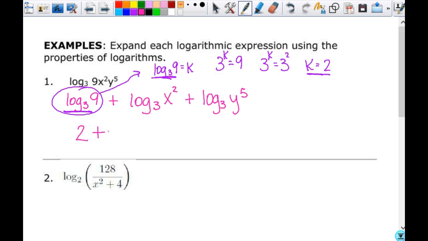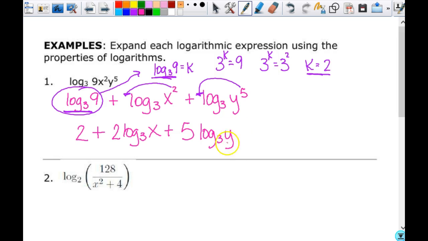Plus. Now, since that's x, I'm not going to get an actual number out of it, but this 2 right here that is an exponent, it comes down in front of this log, and this 5 is going to come down in front of this log here. So I get 2 plus 2 log base 3 of x plus 5 log base 3 of y.